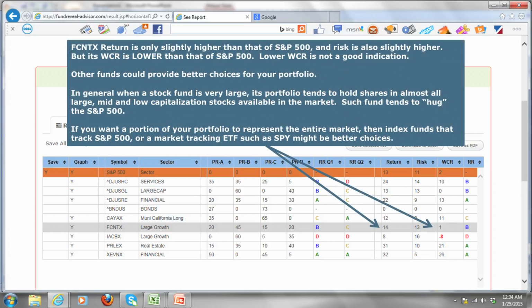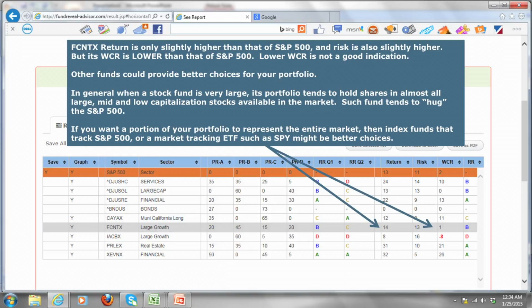FCNTX return is only slightly higher than that of the S&P 500, and risk is also slightly higher, but its WCR is lower than that of the S&P 500. Lower WCR is not a good indication. Other funds could provide better choices for your portfolio.